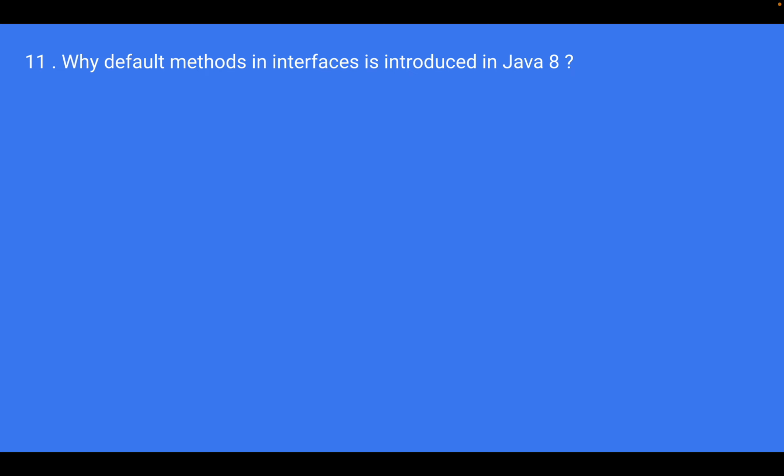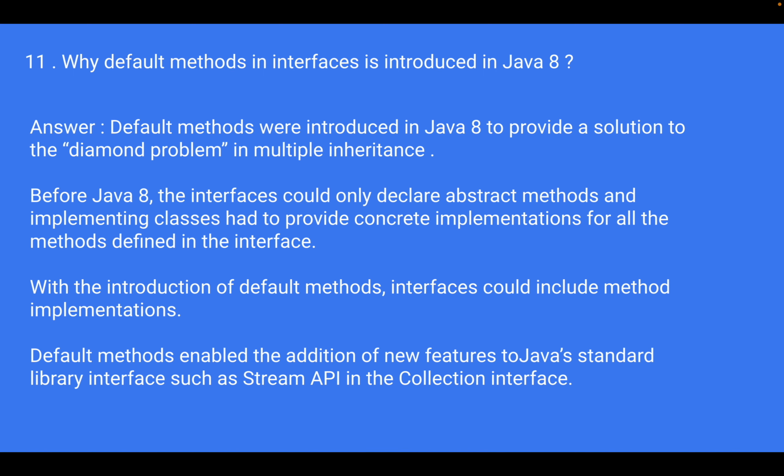The question number 11 is: why were default methods in interfaces introduced in Java 8? The answer is default methods were introduced in Java 8 to provide a solution to the diamond problem in multiple inheritance. Before Java 8, the interface could only declare abstract methods and implementing classes had to provide the concrete implementations for all the methods defined in the interface. With the introduction of default methods, interfaces could include method implementations as well.